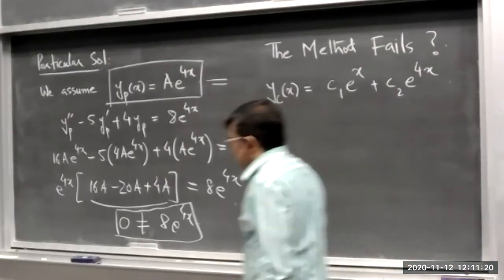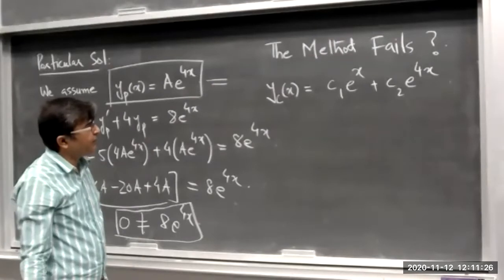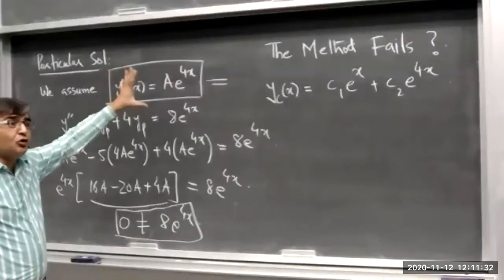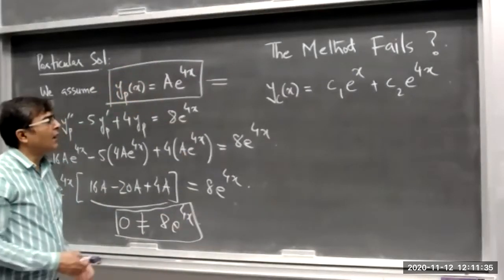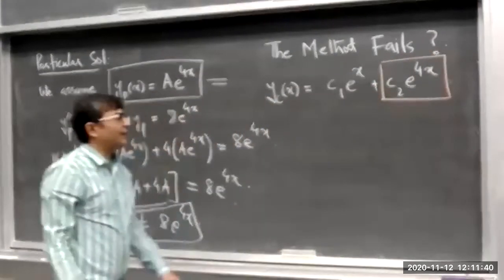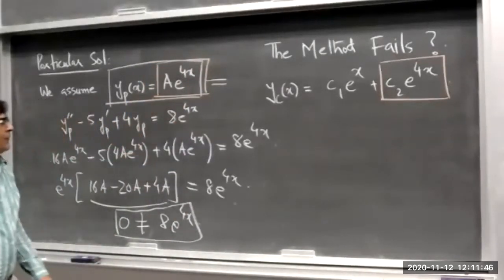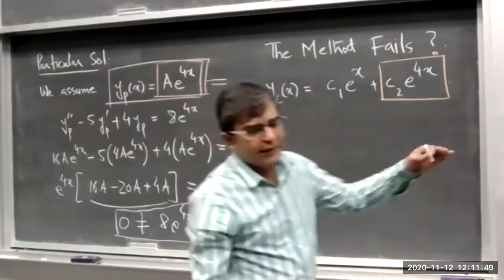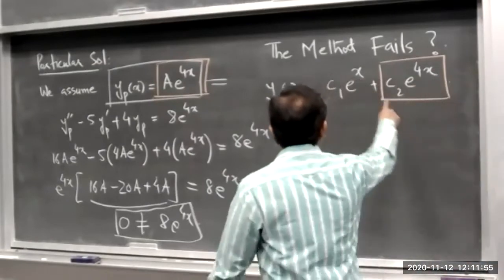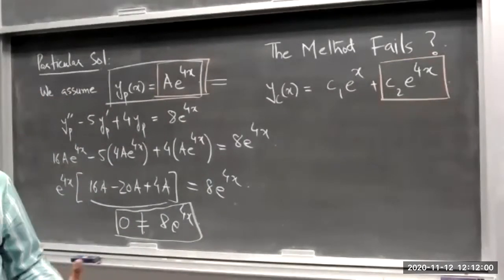Now, look closely at the complementary function and the assumed particular solution. You can see that here, this term c2 e raised power 4x, and what we are assuming here, a e raised power 4x, where a is an arbitrary constant, and in the complementary solution, c2 is again an arbitrary constant. They can have any value.